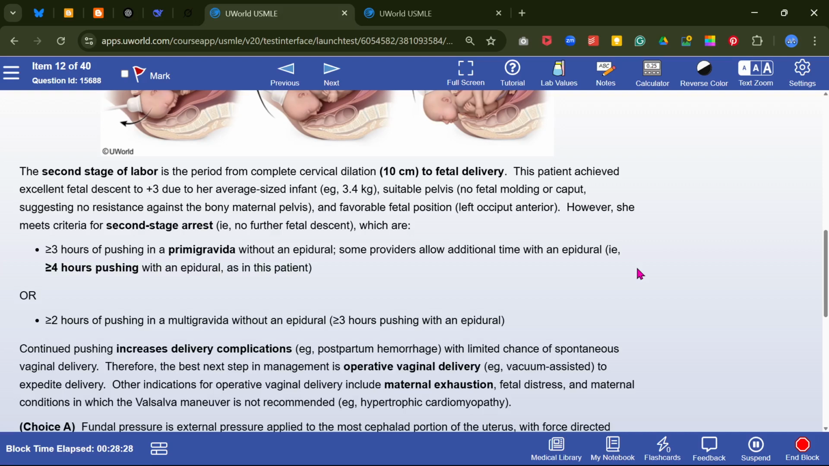However, she meets the criteria of second stage arrest, with no further fetal descent after 3 or more hours of pushing in a primigravida without an epidural, and some providers allow additional time with an epidural, 4 or more hours of pushing with an epidural, as in this patient, or 2 or more hours of pushing in a multigravida without an epidural, and 3 or more hours of pushing with an epidural. Continued pushing increases delivery complications.